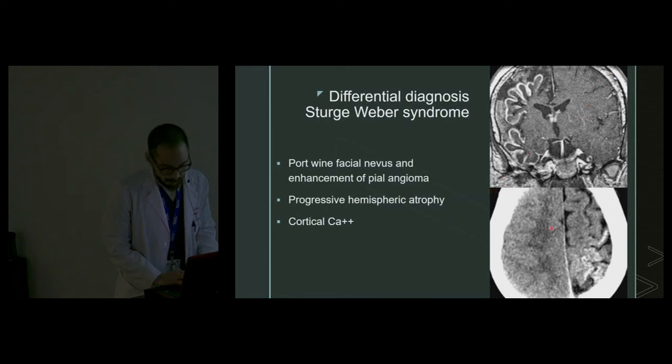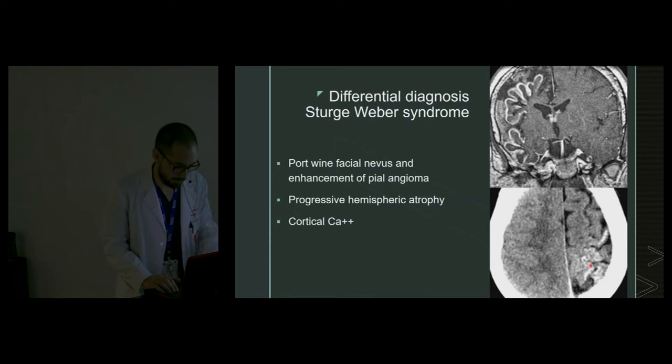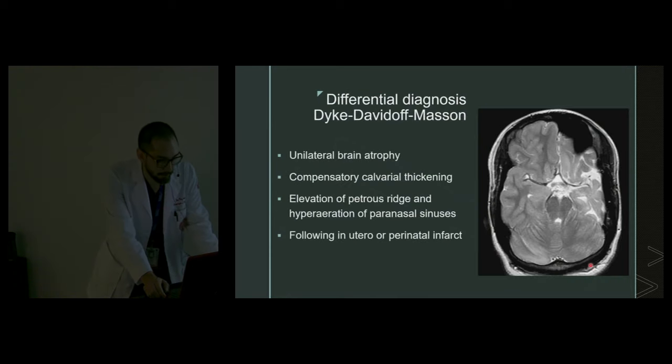On this axial skull CT, we can see the calcifications in the precentral and the postcentral sulci, not gyrus, which is characteristic of the Sturge-Weber syndrome.